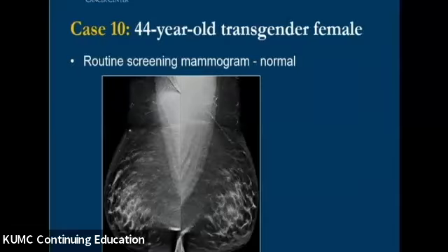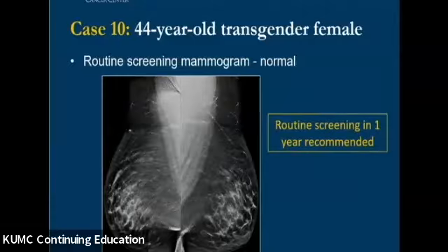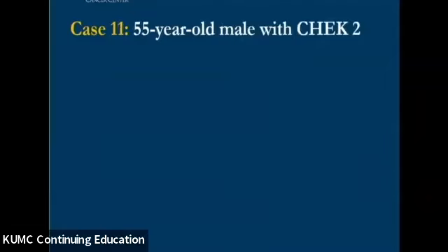And this is just a nice case highlighting how patients that had a sex assigned male at birth can really have a mammogram that looks much like a cisgender female. So it really is appropriate to be screening these patients, and you can even consider supplemental screening if their tissue is dense. And so after her normal mammogram, we recommended routine screening in 1 year.